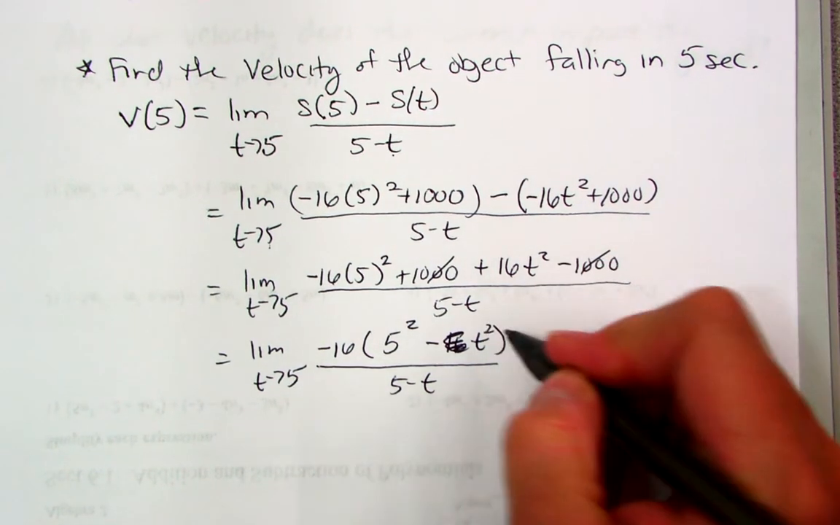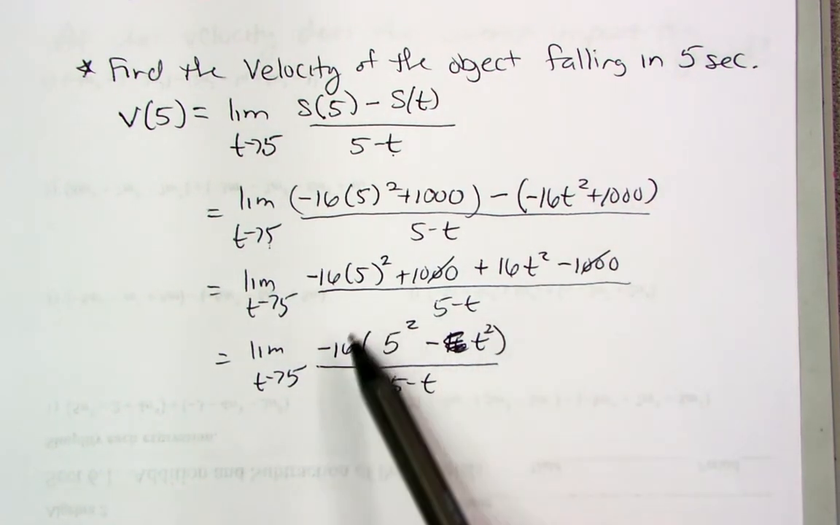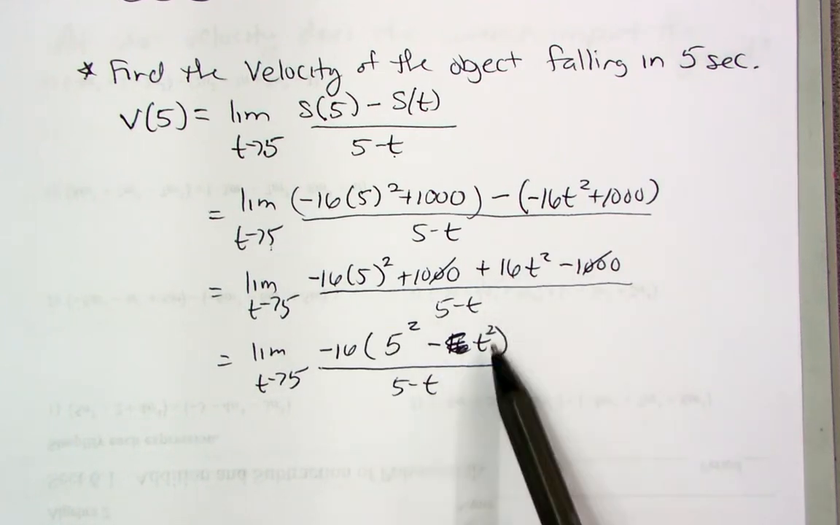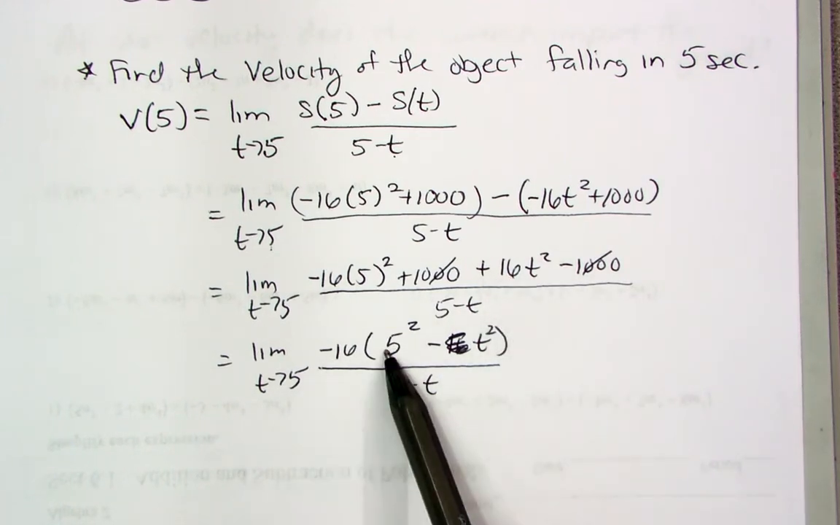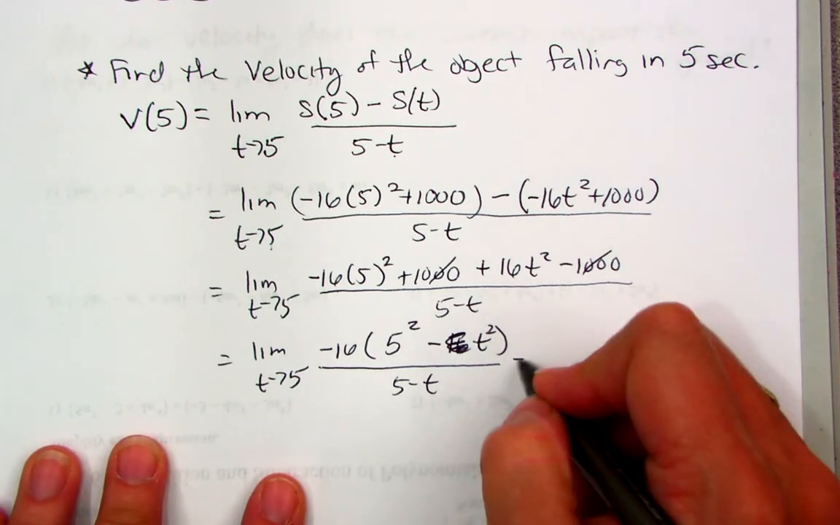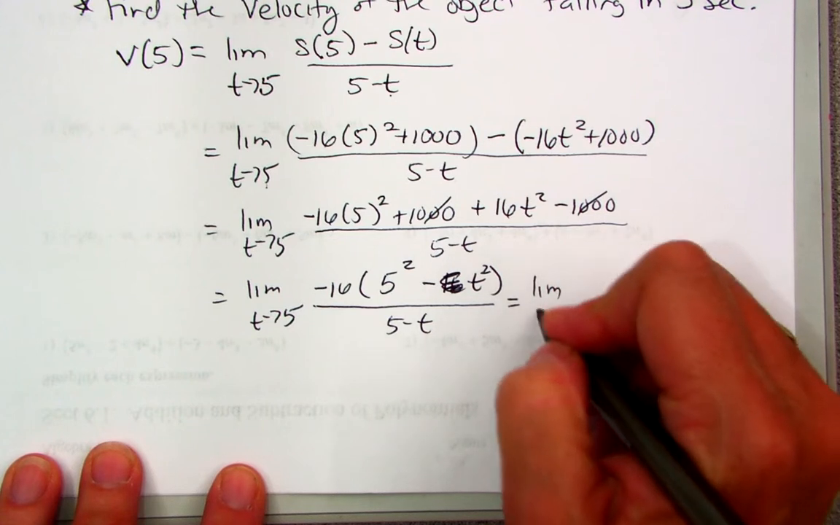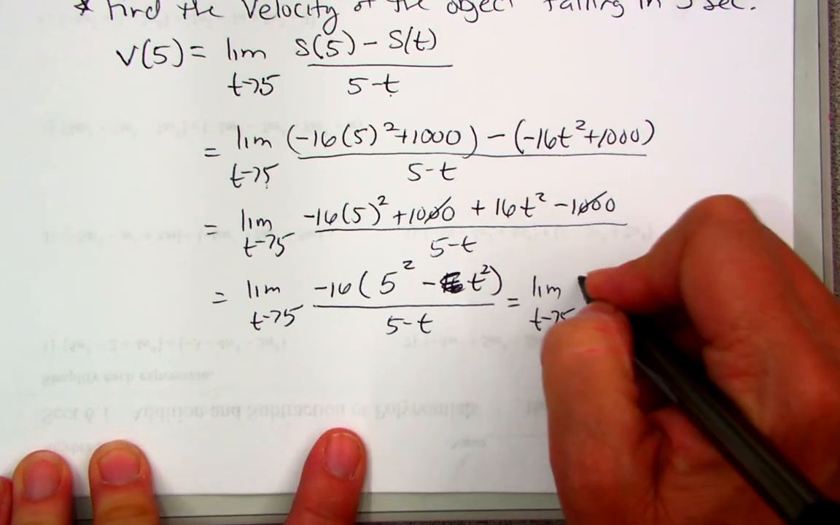Sorry, I forgot my square. Apologize for that. So again, take out a negative 16 out of here. I got a 5 squared left. A negative 16 out of here, I got a negative t squared. Go back and multiply that through and double check. Okay, finally I've got that correct. I'm going to go ahead and go this way. I'm starting to run out of room.